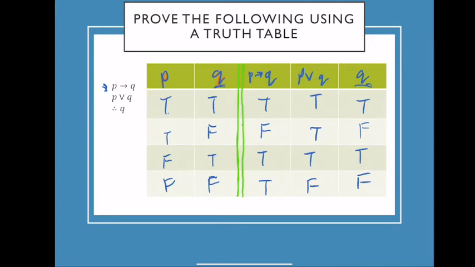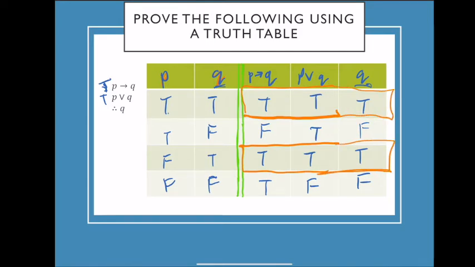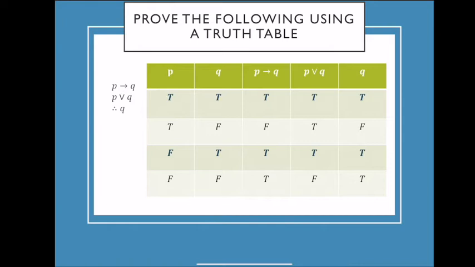So I'm looking for the rows where both of these, P implies Q and P or Q, have a true truth value. That occurs twice this time. That's exciting. It occurs right here, and it also occurs right here, where both of those are true. And you can see that given both of those conditions, Q is also true. So we did our job. Here's our answer. I have bolded where it was correct.